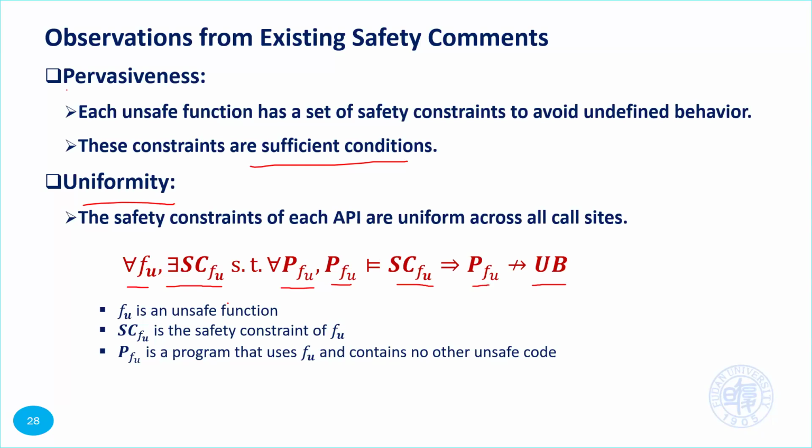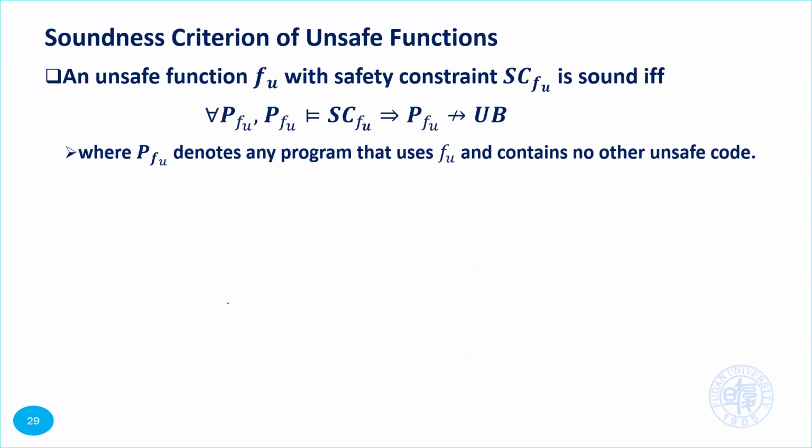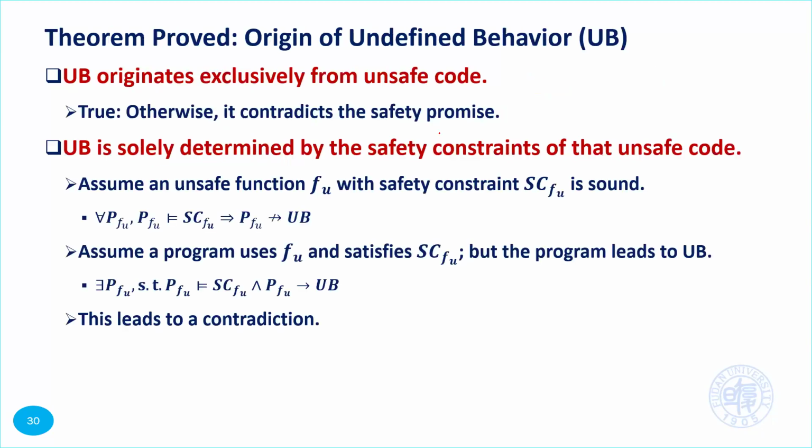So such a safety constraint should exist. Then, based on this observation, we can define the soundness criterion for an unsafe function. An unsafe function FU has a safety constraint. It is sound if for any program P that calls FU and contains no other unsafe code, if the safety constraint of FU is satisfied, then P(FU) does not cause undefined behavior. So this is the soundness criterion of an unsafe function.